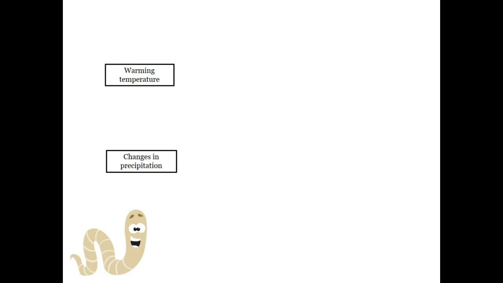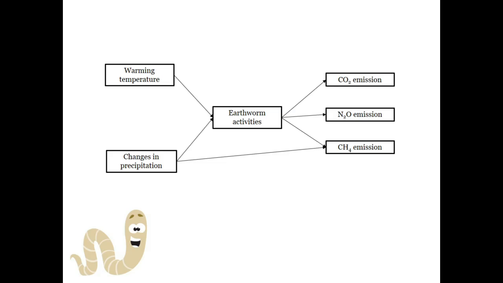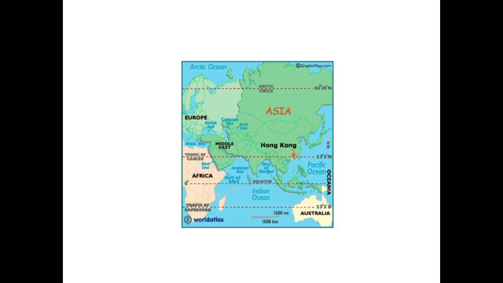So here comes our simplified graphic to show my assumptions. Because of climate change, there will be warming temperature and changes in precipitation. This may have an impact on earthworm activities, which affect CO2 and N2O emission. And because of the enhancement of anaerobic conditions by heavy rainfall, methane emission may also be enhanced.